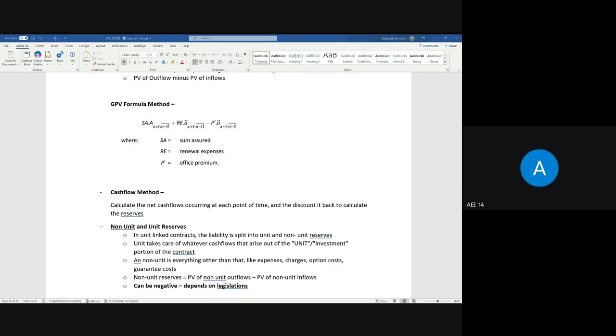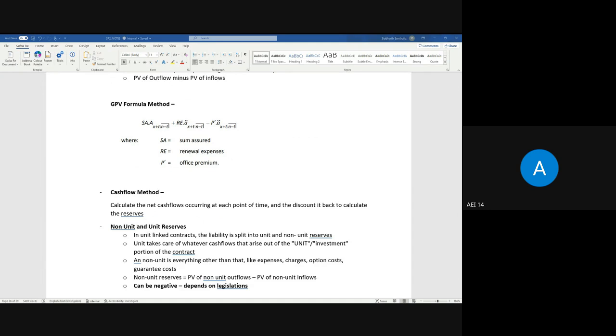Similarly, you can have a cost of withdrawal, the cost of lapses in case your guaranteed surrender value exceeds the unit reserve at any point of time. Or you can have other guarantees in the future as well, where you have a minimum maturity benefit. We also talked about unit linked policies, where companies promise that you will at least earn a 3% per annum interest rate, whatever the market conditions might be. So the cost of not being able to meet that minimum interest rate of return can also be taken into account under non-unit reserve.